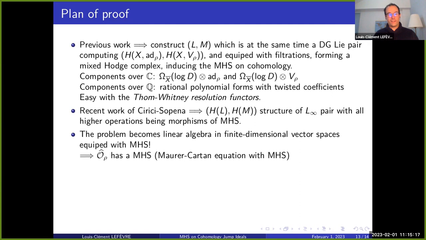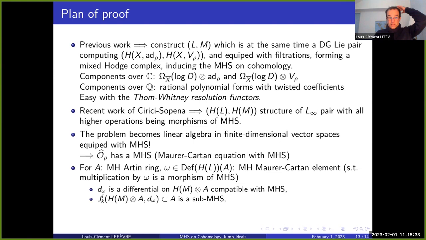Then you just write the Maurer-Cartan equation, it's an equation on things carrying mixed structure. If you bracket the morphisms of mixed structures, so you put mixed structure on the local ring. Not going into details, but you have a notion of Maurer-Cartan elements respecting the mixed structures.